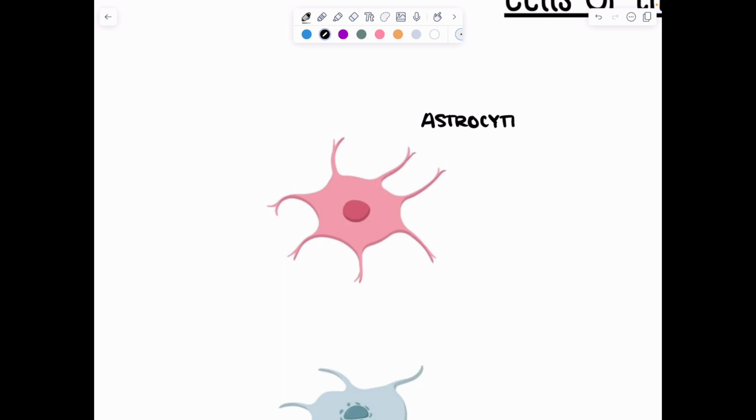An astrocyte is, I didn't spell that right, astrocyte. This is the most abundant glial cell in the central nervous system. It does like everything. It does general support, nutrient support, and it creates the blood-brain barrier. So astrocytes do a lot.